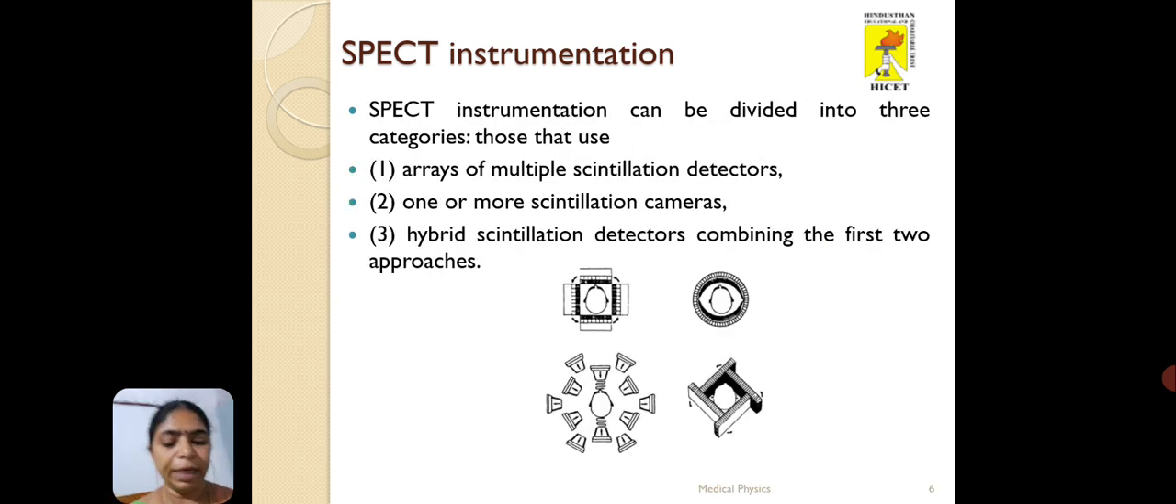The SPECT instrumentation system is divided into 3 categories: arrays of multiple scintillation detectors, one or more scintillation cameras, and hybrid scintillation detectors combining the first 2 approaches. A SPECT system generally uses a single gamma camera mounted on a specialized mechanical gantry that automatically rotates the camera 360 degrees around the patient. It acquires the data as a series of multiple projections at increments of 2 or more degrees.